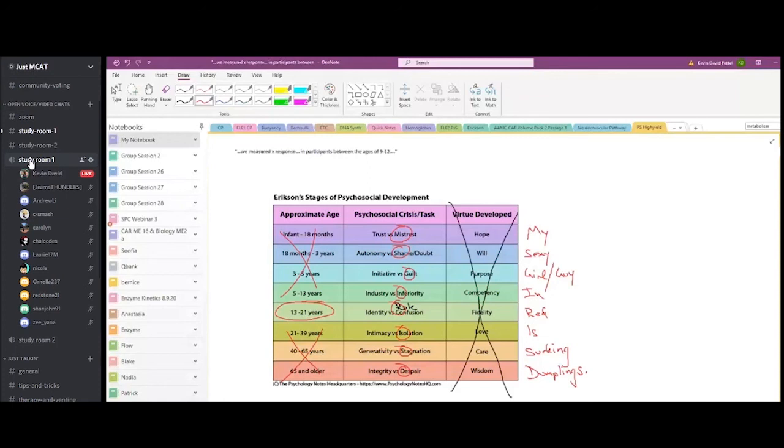All right, so my sexy girl in red is sucking dumplings, or my sexy guy in red, A, is sucking dumplings. All right, keeping it spicy. I like it.